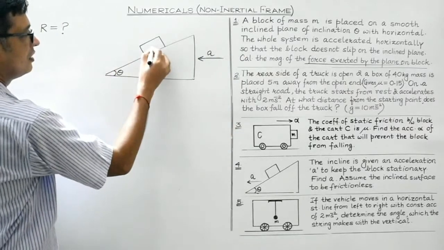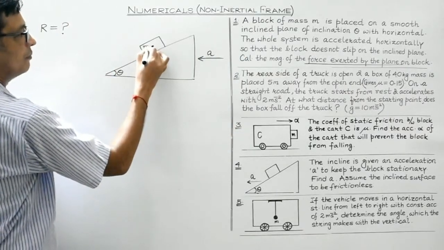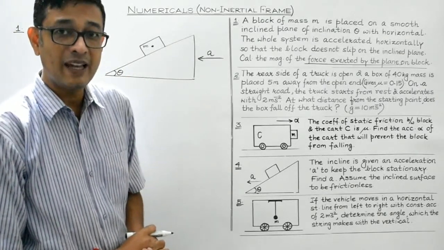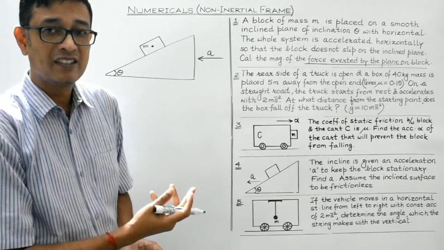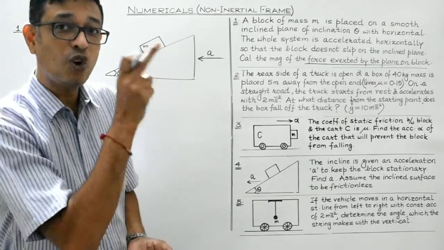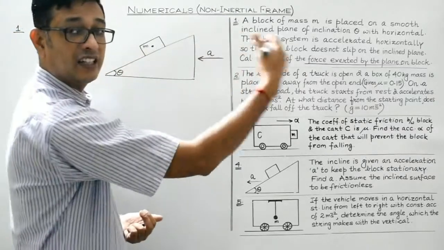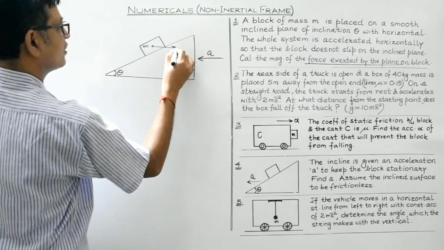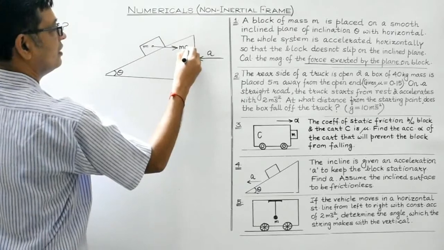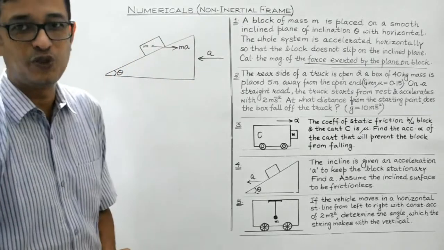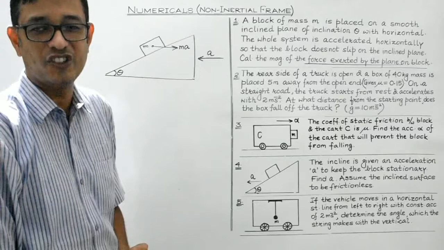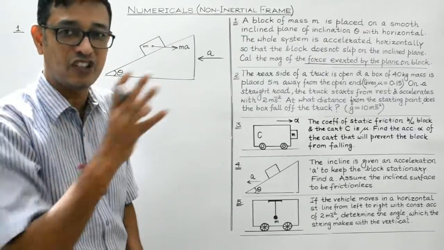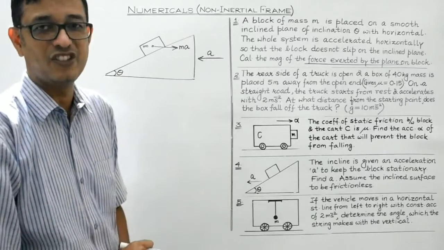So, as a result, if the mass of the block is m, then we are aware it will experience a force m into A, in a direction opposite to that in which the entire system is accelerated. So it will experience a force along this direction. This is ma. This is the fictitious or the pseudo force that we discussed in the previous lecture, right? I will provide you the link of that previous theoretical lecture in the description section of this lecture.